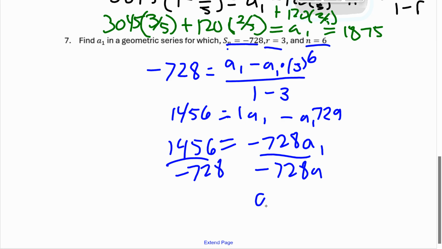And that's just A sub 1. I don't need that right there, sorry about that. A sub 1 equals -2, right? So that means we're just multiplying. We're starting out at -2, and then we're multiplying by 3, right? So there's our answer for that.